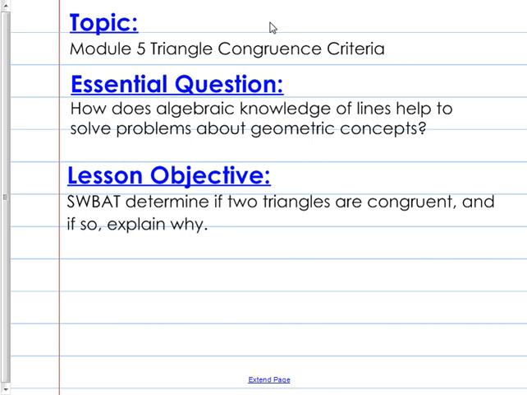Welcome back, Geometry Scholars. Today's lesson is on triangle congruence criteria. Our essential question is, how does algebraic knowledge of lines help to solve problems about geometric concepts? And today's objective is that you will be able to determine if two triangles are congruent and explain why.